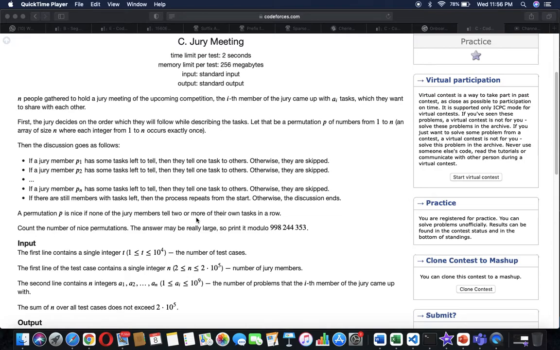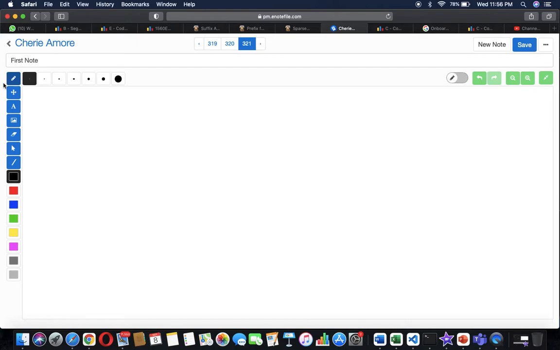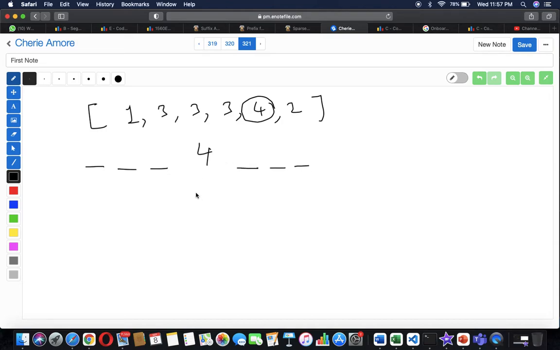First I'll advise you to read the problem, and now let us directly go to how we should solve it. Let us take a base example where we have an array which looks like this. What is the first observation? Our answer revolves around how we place the largest number in the array to make sure it is a nice permutation. So if we have 4 over here, how do I place numbers to the left and right to make it a nice permutation?